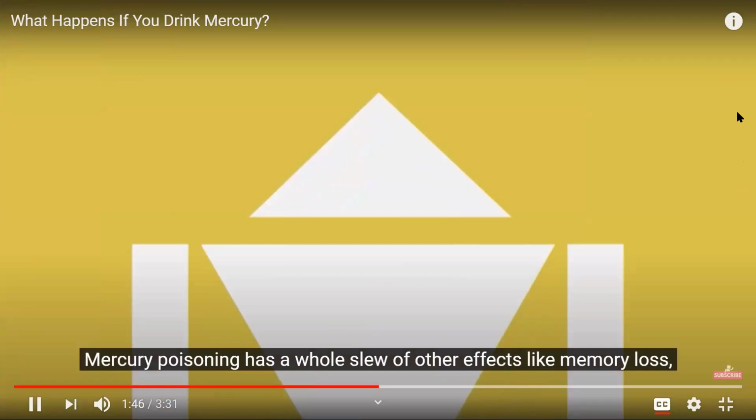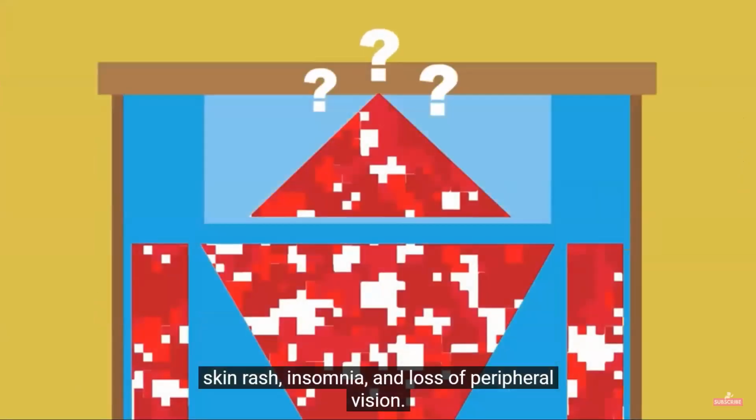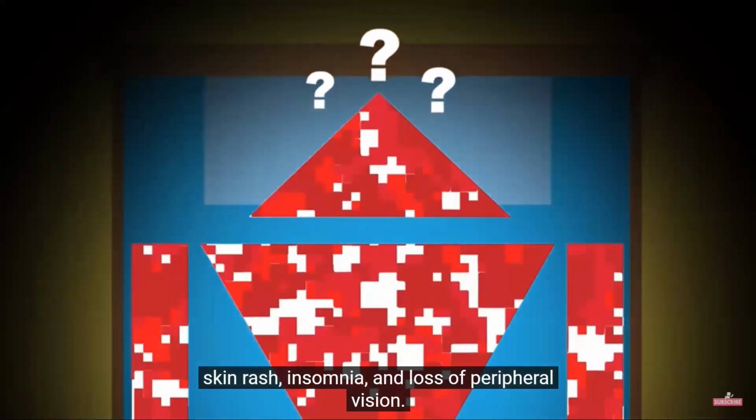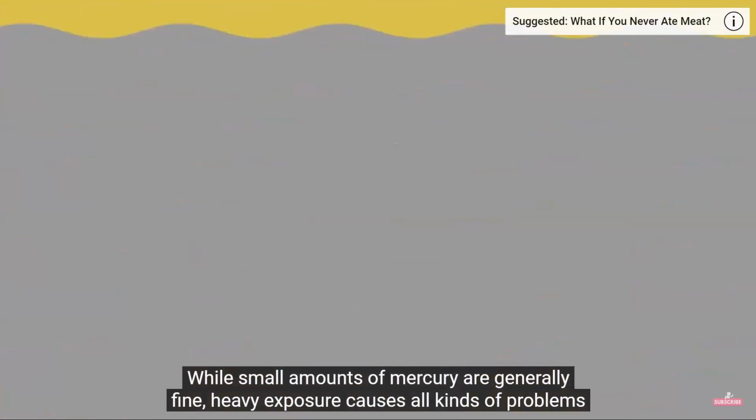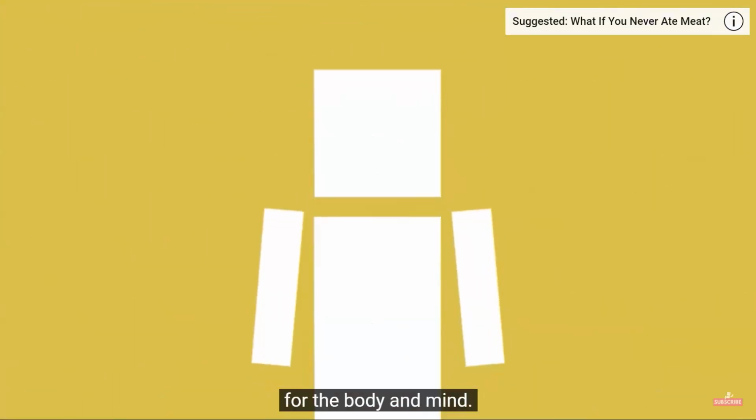None of this sounds good. Mercury poisoning has a whole slew of other effects, like memory loss, skin rash, insomnia, and loss of peripheral vision. While small amounts of mercury are generally fine, heavy exposure causes all kinds of problems for the body and mind.